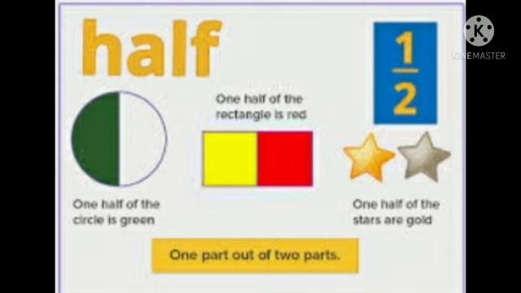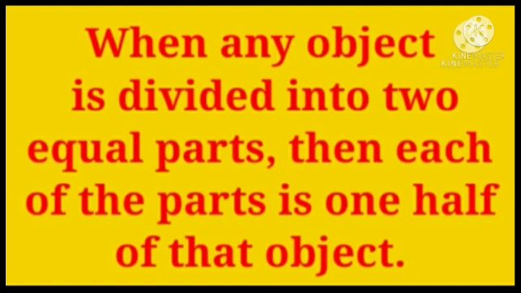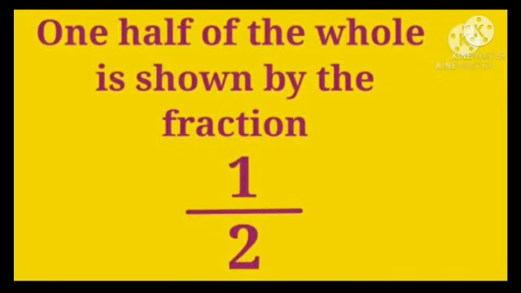One half of the rectangle is red. One half of the stars are gold. One part out of two parts. When any object is divided into two equal parts, then each of the parts is one half of that object. One half of the whole is shown by the fraction 1 upon 2.